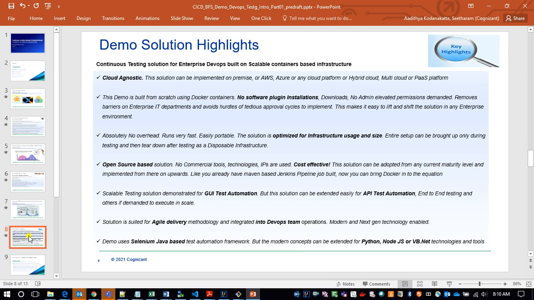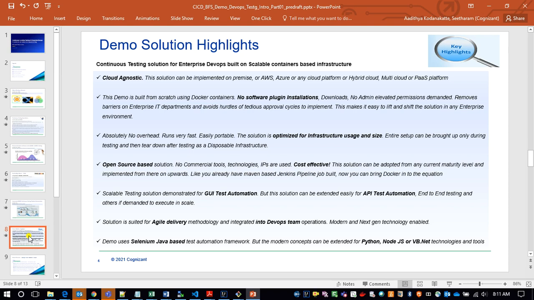Okay, the solution is optimized for infrastructure usage and size. What I mean here is that the entire infrastructure setup can be brought up only during the testing, and then torn down after testing. So we built this solution using disposable infrastructure, which you will see. There is absolutely no overhead of infrastructure sitting out there when no tests are run. We just bring up the infrastructure, a disposable infrastructure, that's what we call it, then we run the test and we tear it down. So it's an optimized usage of infrastructure.